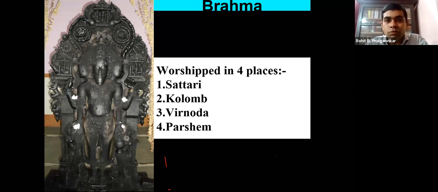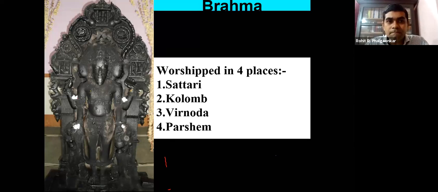And another sculpture is also worshipped in Kolam, which is in Sange, Virnoda, which is in Pedne, and Parshe, which is again in Pedne. All the 3 sculptures are in the Goa State Museum, except for this one, which you can see on the screen. So this is a sculpture of Brahma. So the myth, when somebody says that there are very few places in India where the creator is worshipped, it is wrong. So Goa also can boast about Brahma being worshipped over here.